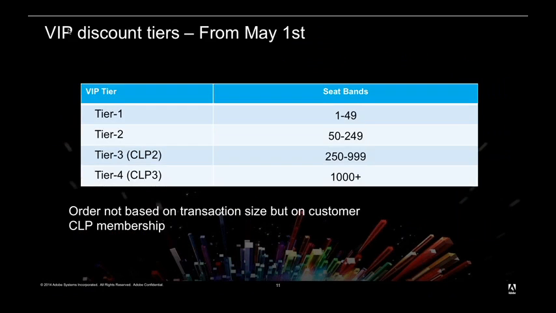If you have an existing CLP agreement, I'm going to talk a little bit about an offer in a second, but that will pre-qualify you for a higher discount. It's an offer that's available until November 30th, but the great news is if you've got a CLP2 agreement, you can access VIP at Tier 3, and if you've got a CLP3 agreement, you can access VIP at Tier 4.